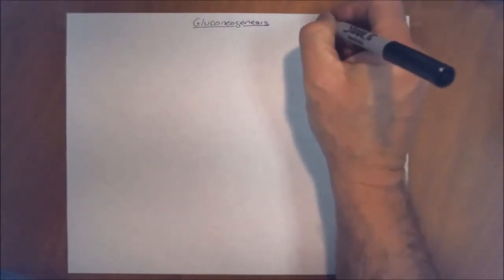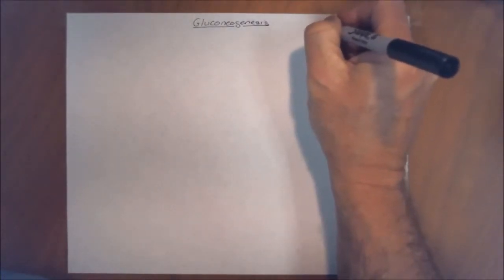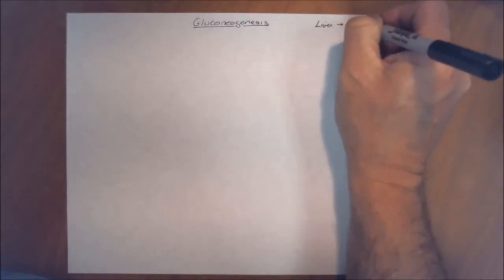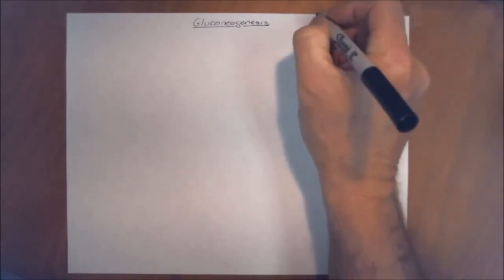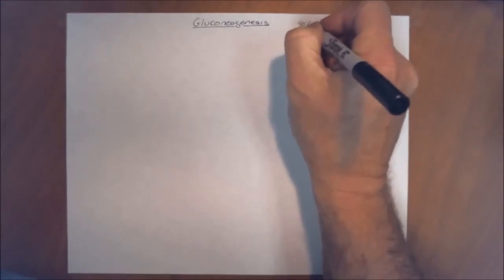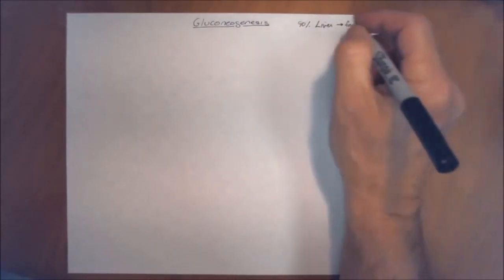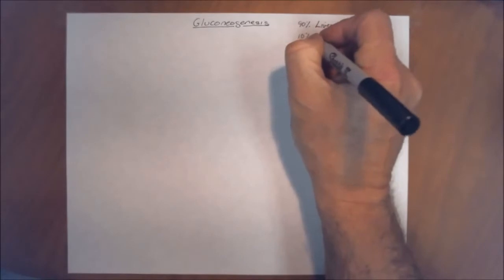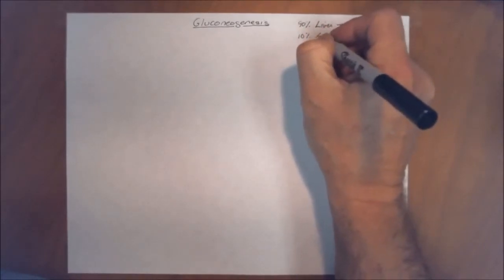Okay, now let's talk about the process of gluconeogenesis. Gluconeogenesis is performed primarily in the liver, in the fasting state. Let's say that about 90% of gluconeogenesis in the body is done in the liver, and we have a small, minor amount that is done in the kidney, because the kidney needs to supply itself to ensure a sufficient energy source.